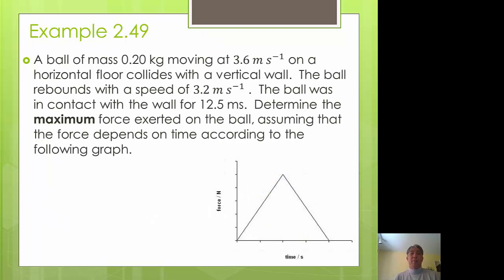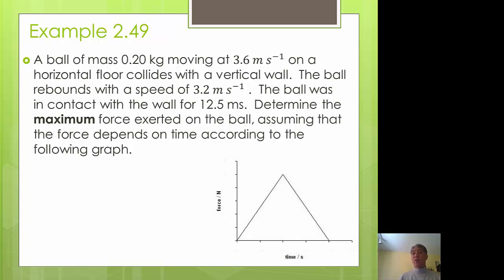So for example, this is example 2.49 in the textbook, and here I have a ball of mass 0.20 kilograms moving at 3.6 meters per second on a horizontal floor, and it collides with a wall. As a result, it bounces back at a speed of 3.2 meters per second. So yes, it does lose some energy in the collision, as you would expect. The ball was in contact with the wall for 12.5 milliseconds. Determine the maximum force exerted on the ball, assuming that the force depends on time according to the following graph.